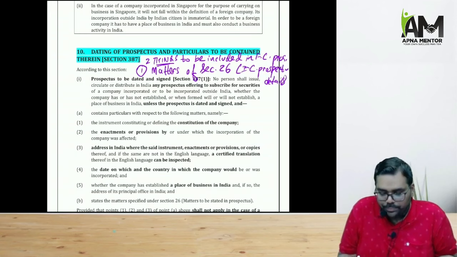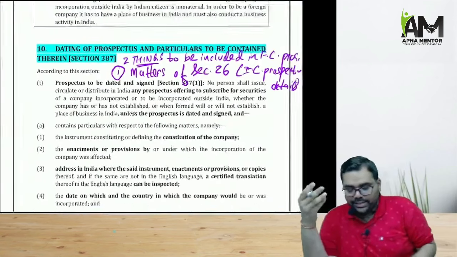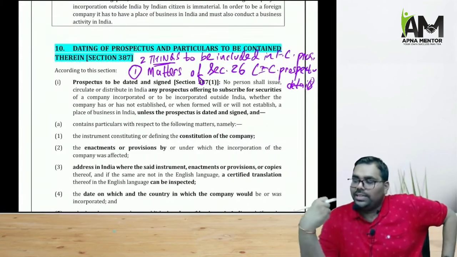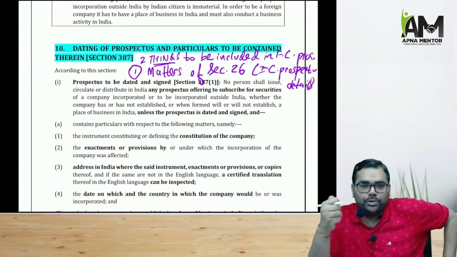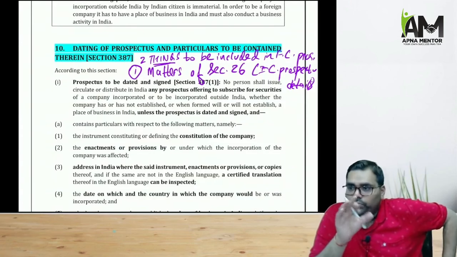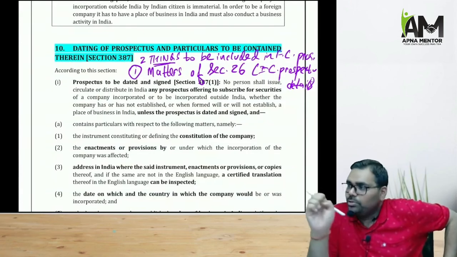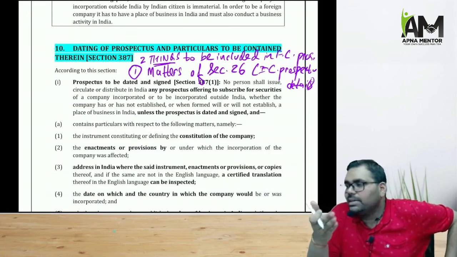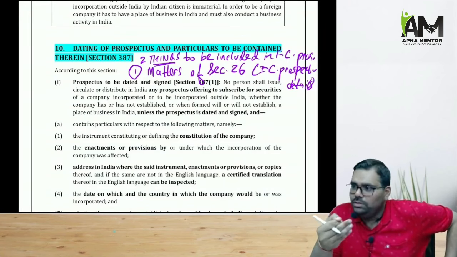कि जो Indian company जब IPO लेके आता है, जब Indian company FPO लेकर आता है, तो whenever the Indian company comes out with an IPO, whenever the Indian company comes out with an FPO, the details they include in their prospectus, the same details the foreign company will also have to include.